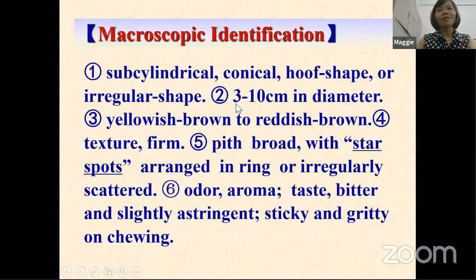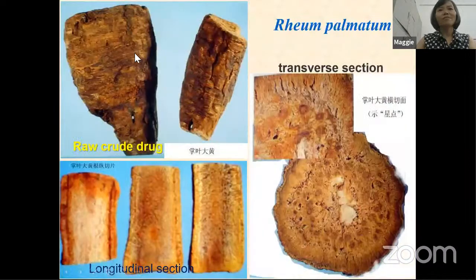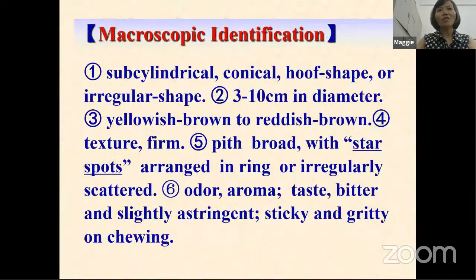Size: 3 to 10 centimeters in diameter. Color: brownish yellow, reddish yellow, yellowish brown or reddish brown. So this is the color, and the texture is heavy. Texture and the piece is broad.